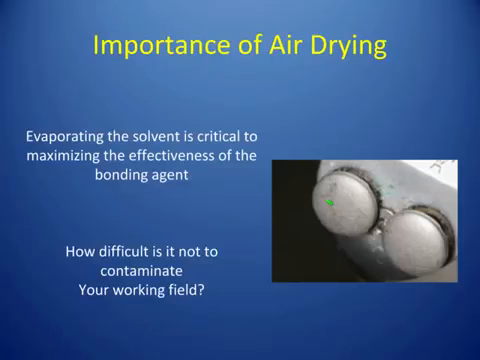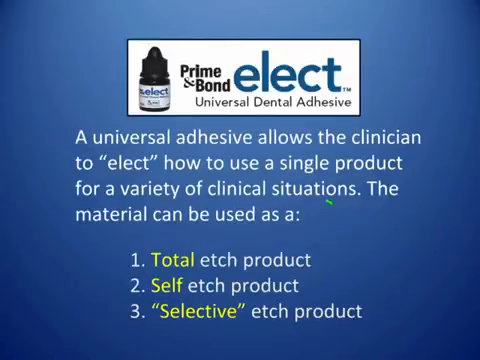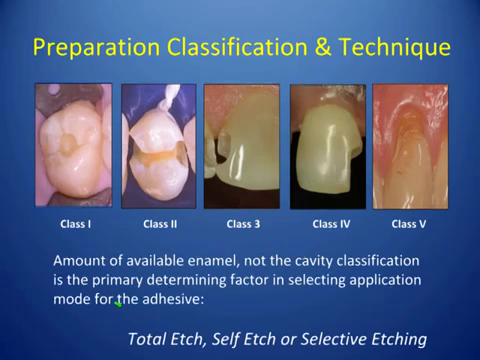So Prime and Bond Elect, we can use this material as a total etch product, as a self-etch product, and what I really believe is the most likely application is in selective etching, and that's really the idea that if we have enamel available, we want to etch it. When we look at clinical situations, it's difficult to say that we always want to apply a material in a self-etch or total etch mechanism because preparations vary so much.